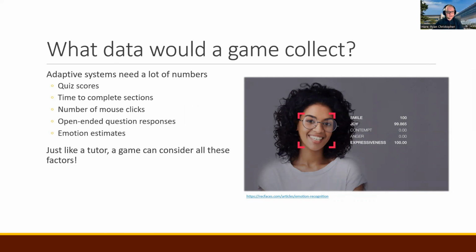When games tell you that they're going to collect some data, it's probably numbers. It's probably time taken to complete sections of the game, number of mouse clicks. Maybe your mouse was hovering over a specific answer for a while. Maybe there's some responses to open-ended questions, or there might even be some emotion estimation. With webcams, you can look at a player's face and try to guess what they're thinking, try to guess if they're happy or frustrated. And so, with all this sort of data, just like a human tutor, these serious games can consider what a player is thinking and how well they're performing.